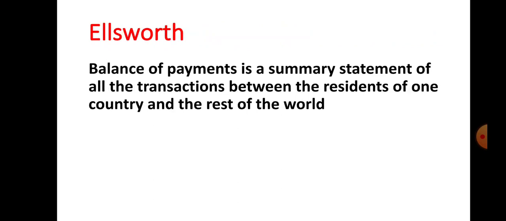Let us see some definitions given by the economists about balance of payments. Balance of payments is a summary statement of all the transactions between the residents of one country and the rest of the world. This is known as the balance of payments as per Ellsworth. Ellsworth is the name of the economist.